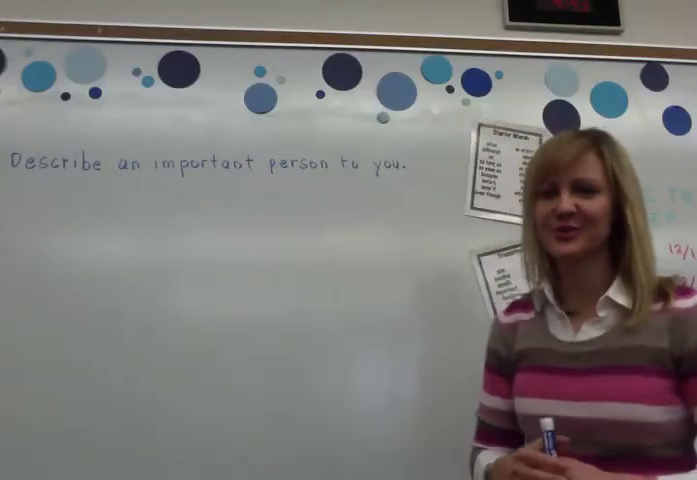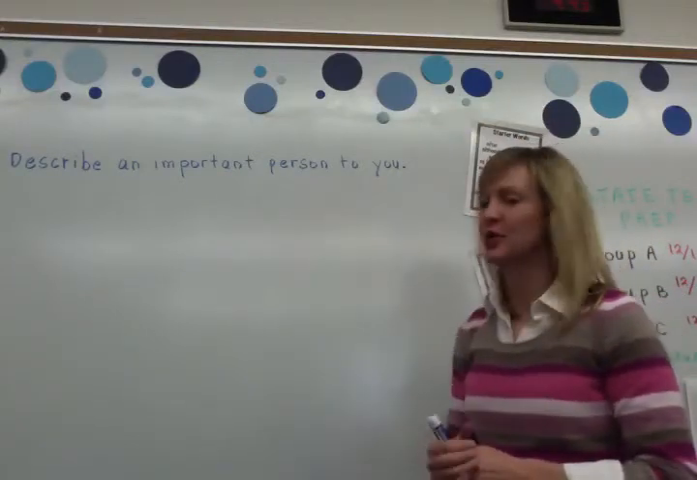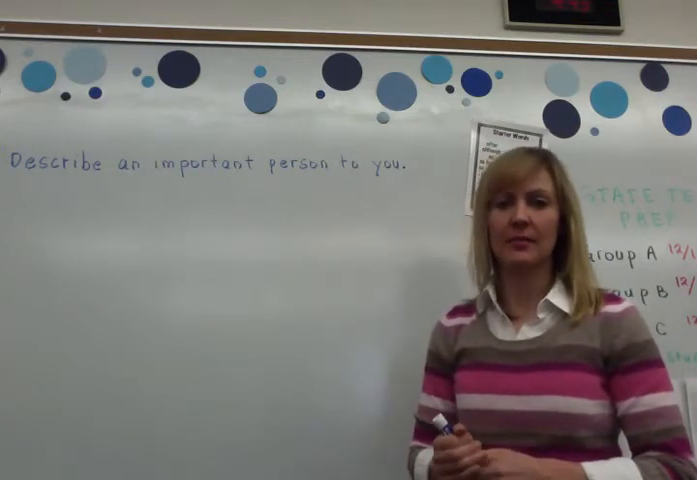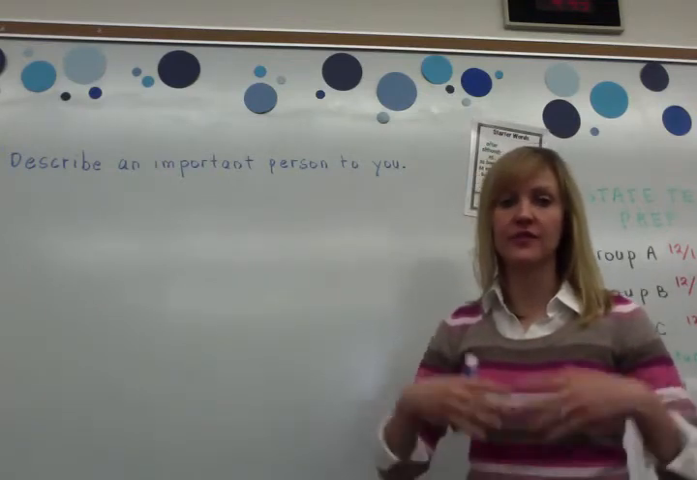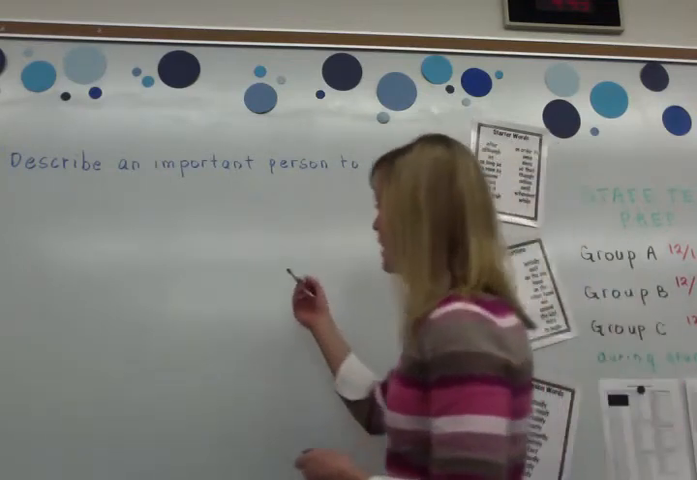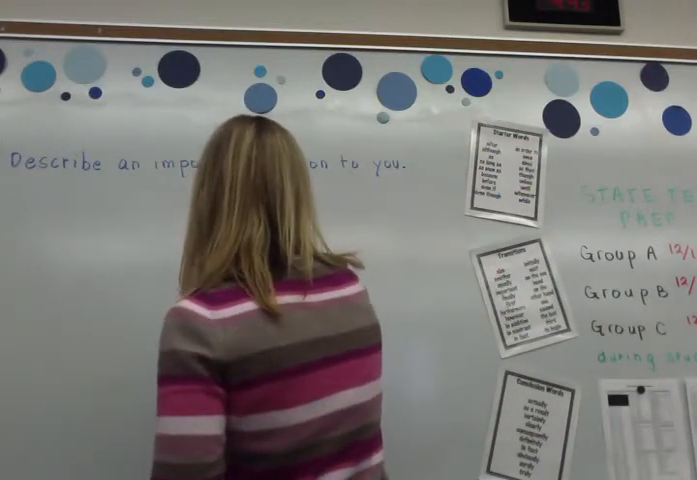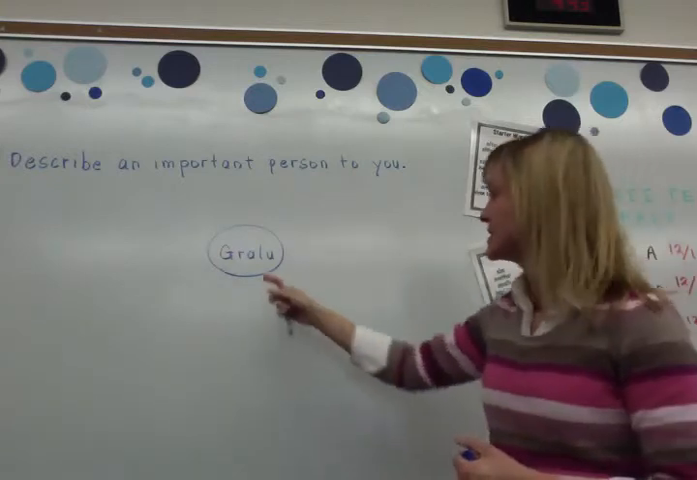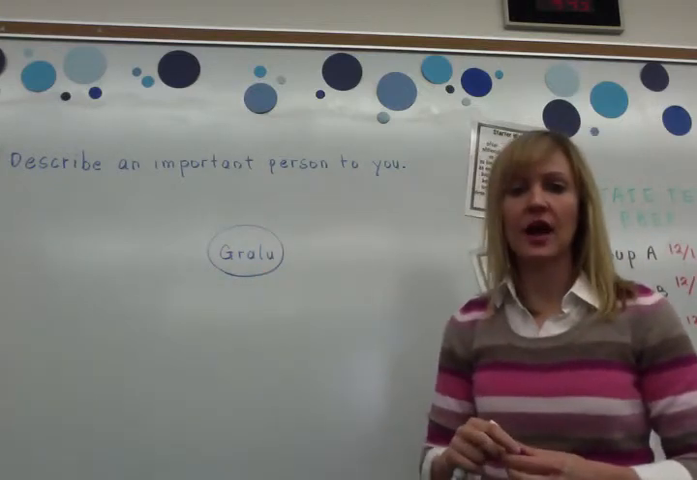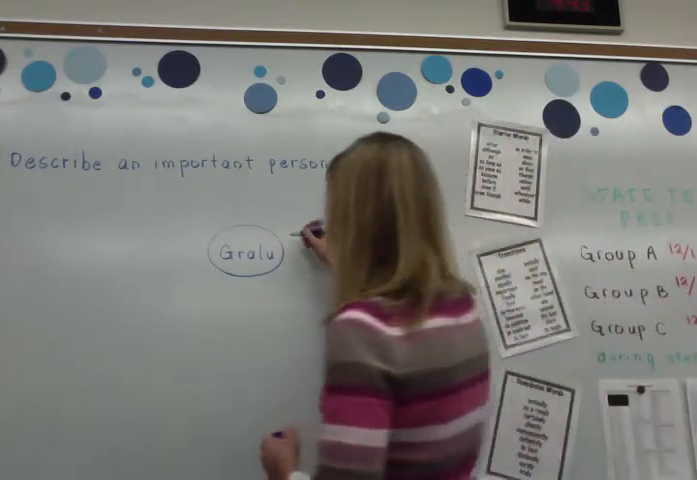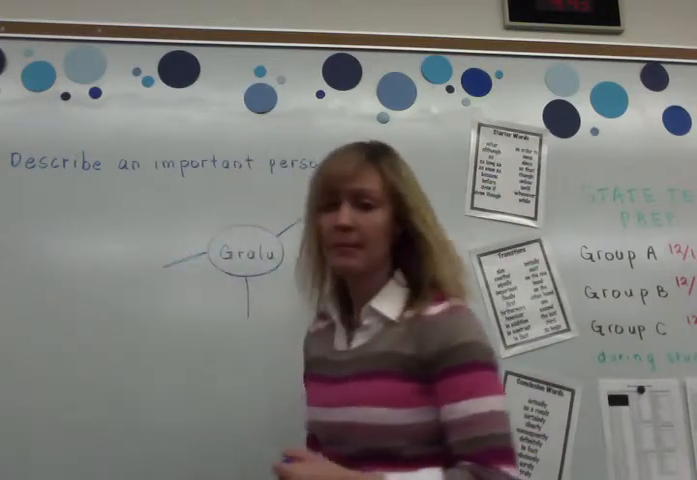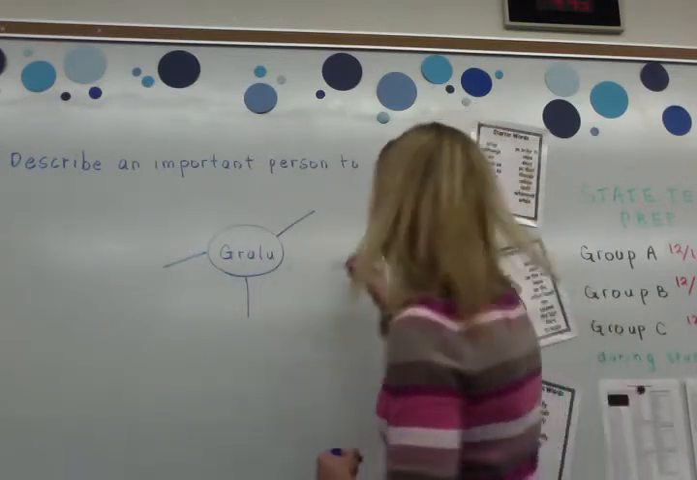Hi, I'm going to show you today how to describe an important person to you, how to create the web. So if you've done a free write, you have your person. You will write that person in the middle of your web. So for instance, I'm going to do my grandmother, Greloo. And then off to the side, you're going to have the same main points that we have talked about before.